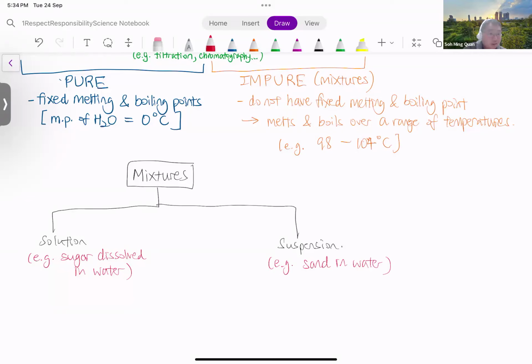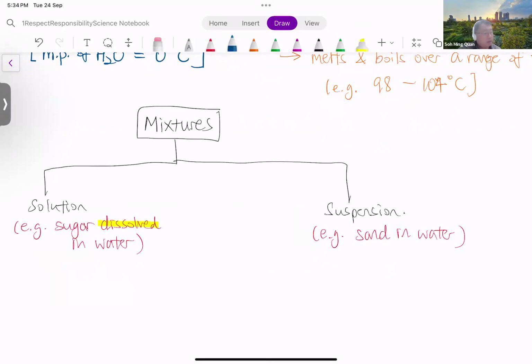So what is the difference? The main difference is about dissolving. If the substance can dissolve, that means it forms a solution. So the idea behind this is solutions contain dissolved solids. That means there should be no insoluble solids at the bottom. You should see no solid left sunk to the bottom. Whereas for a suspension, there will still be insoluble solid that sinks to the bottom.